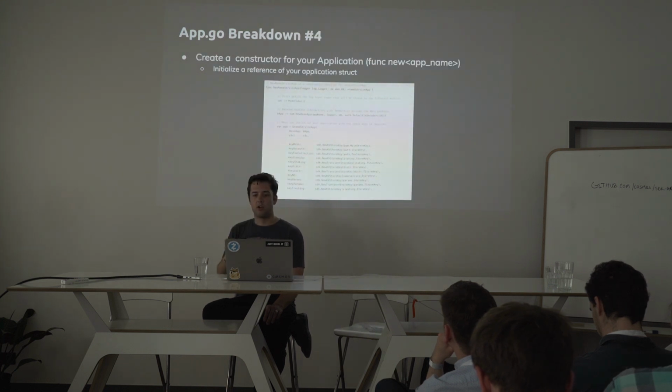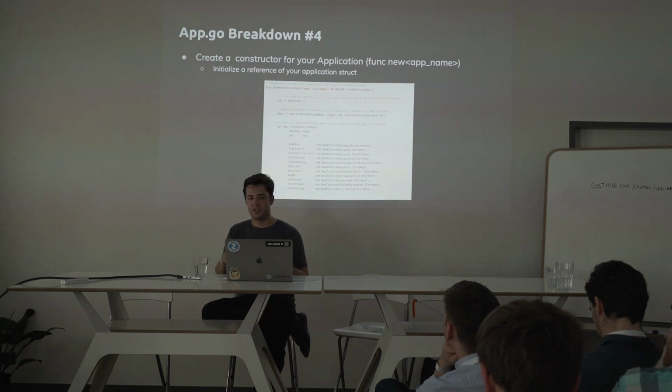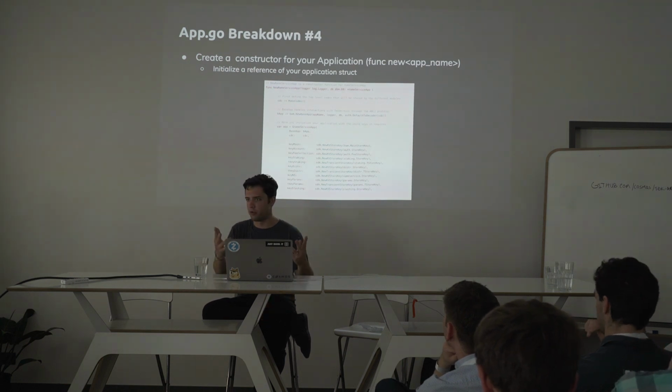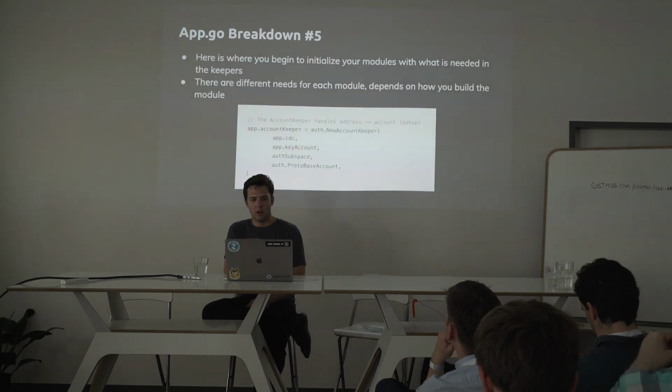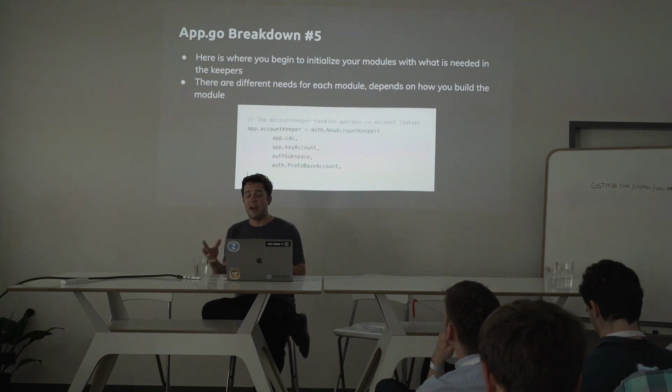You're also gonna need to generate a constructor. This is all super boilerplate. And again, when we're talking about that generator, this is the type of stuff that would be auto-generated when you create an application. So the one thing that we haven't really abstracted away yet is you do need to create these keepers and pass in these keys, because each keeper does require different keepers, different types of keys.